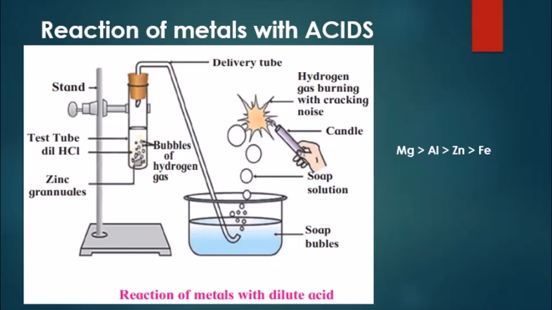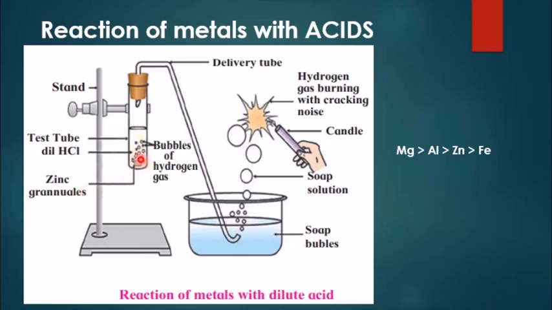So for this, we are taking an experiment. You need apparatus like a stand, a test tube, and a cork. For this we have used a bent tube, and here we have taken some water in a bucket. Now this is soap water. In this test tube we have taken hydrochloric acid. Now this is dilute hydrochloric acid, and we have taken zinc granules here.